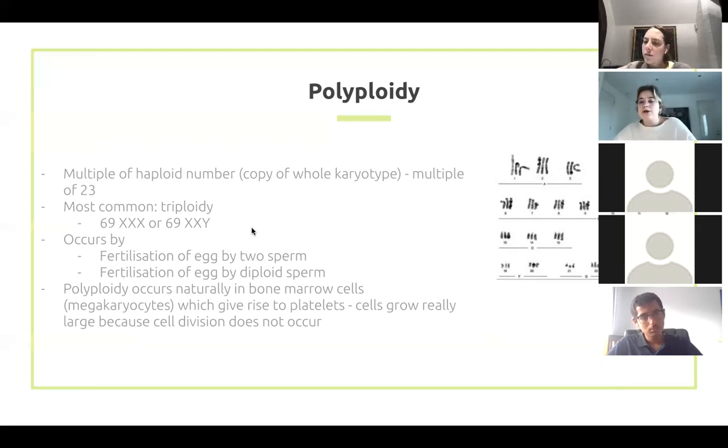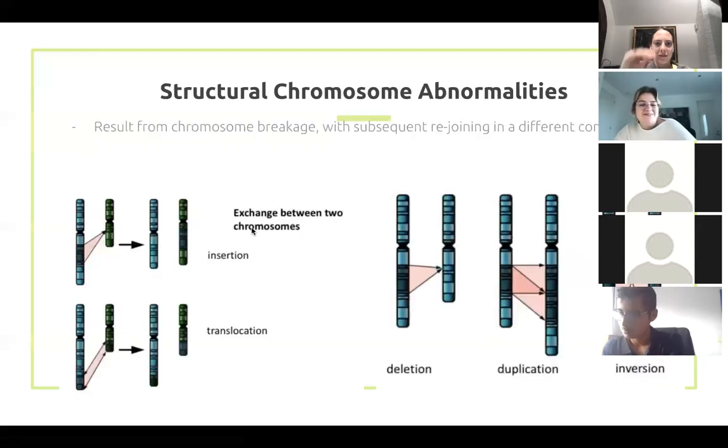It was just a fun fact, to be honest, that polyploidy naturally occurs in your bone marrow cells. So your megakaryocytes are cells which grow super, super big, and then they break down to form platelets. They all have this polyploidy because it allows them to grow bigger, and they also never undergo cell division. So I just thought that was a cool little fact to add.